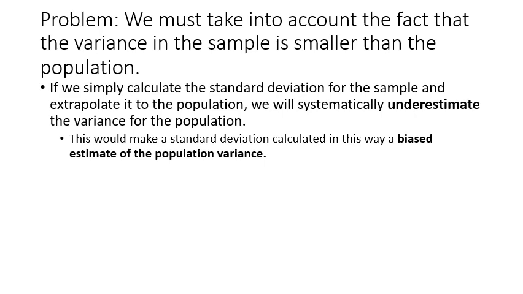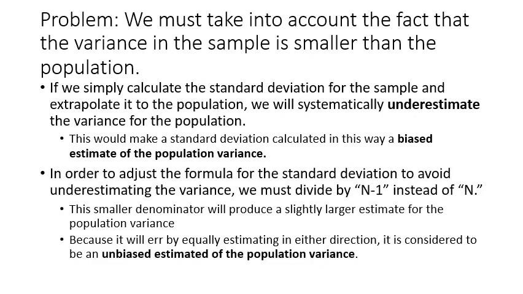If we just said that the population standard deviation was the same as the sample standard deviation, we would call that an error. In some ways, we would call it a biased estimate of the population variance. Our estimate of the population variance would be too small because our sample's variance is smaller than the population's. So we have to adjust the formula, and we adjust it by dividing by n-1 instead of by n.